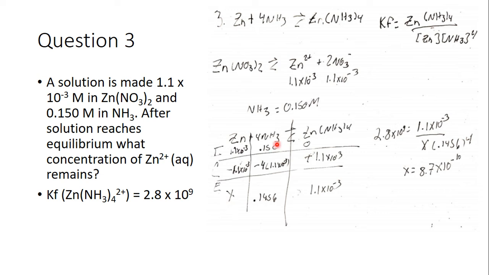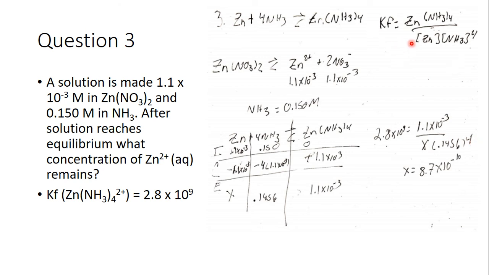So we have to figure that out. That's X. However, in the NH3 and the zinc NH3 columns, I can be confident that this math is correct. The error is going to be so small, I don't need to worry about it. So at equilibrium, we have 0.1456, and 1.1 times 10 to the minus 3. All right, we have everything we need to solve for X now. We have KF, which is 2.8 times 10 to the 9, equals zinc NH3, which is 1.1 times 10 to the minus 3, divided by zinc, which is X, multiplied by 0.1456 raised to the power of 4.